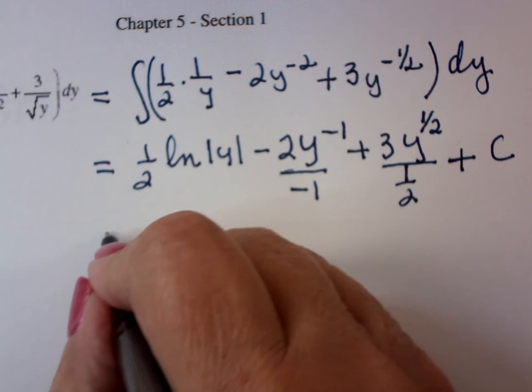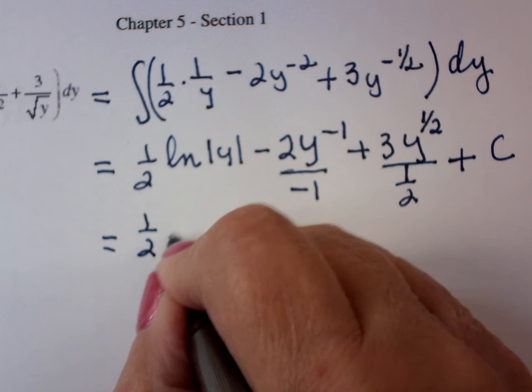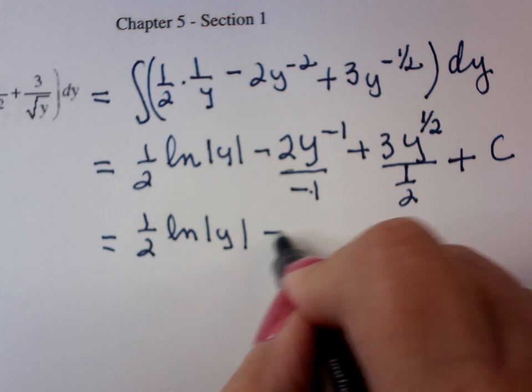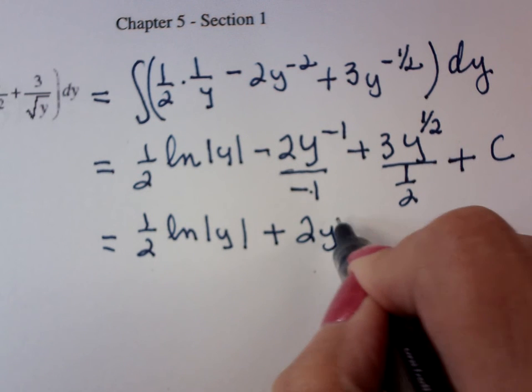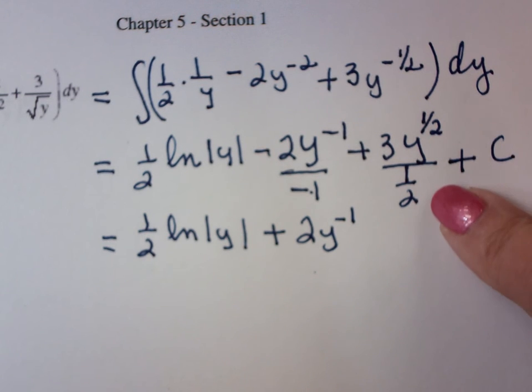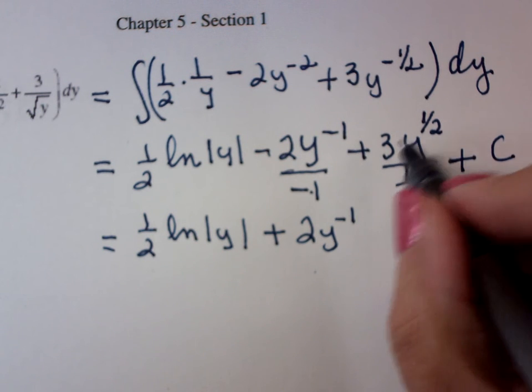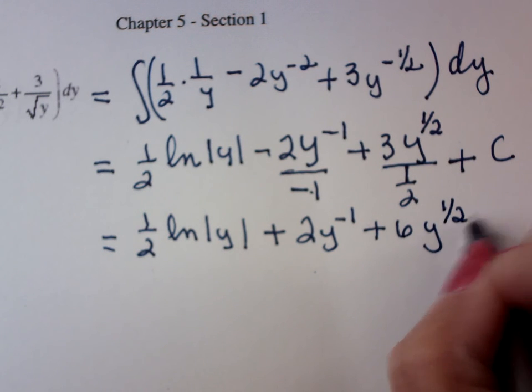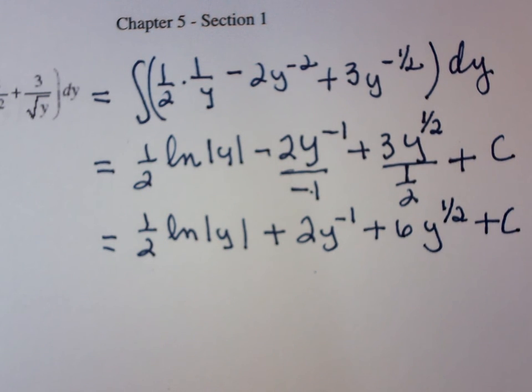Now I can clean it up. This is 1/2 natural log of the absolute value of y. Minus and a minus is a plus, and I'd leave it as y to the minus 1 because you don't know what you're going to do with it yet. What happens to this 1/2? It flips and multiplies. So what does this 3 become? 6. Now, if I wanted to check my answer, what would I want to do? Differentiate it, take the derivative.